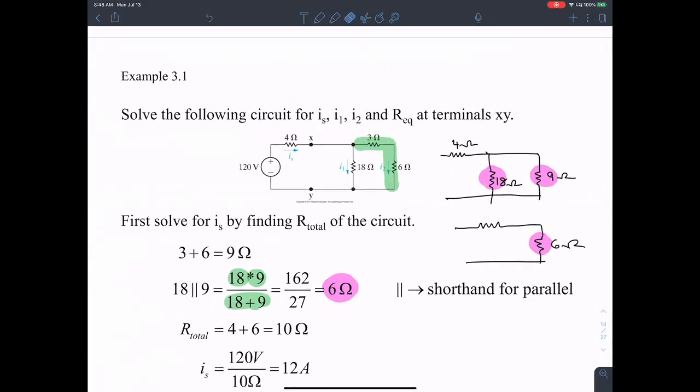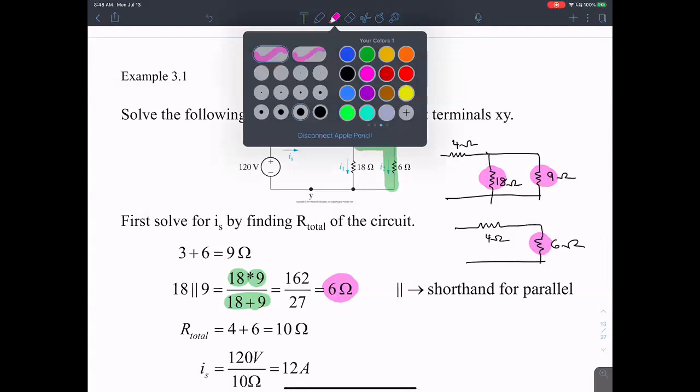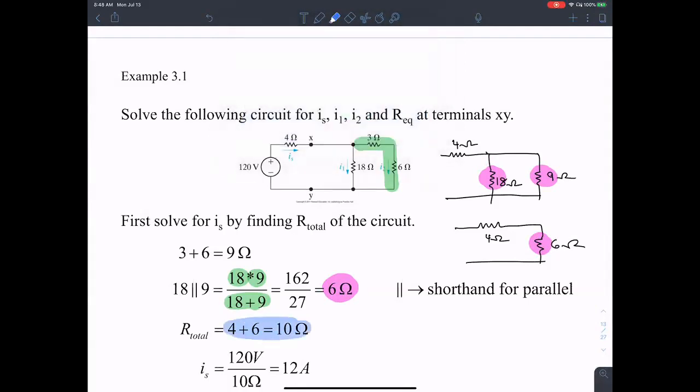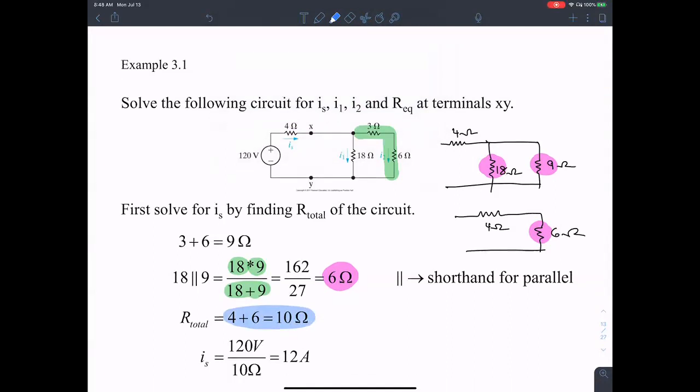Now, observe that the 4-ohm resistance is in series with the 6-ohm resistance, so simply add them up. The total resistance, R total, is 10 ohms. Once I have the R total, which is 10 ohms, okay, R total is 10 ohms.